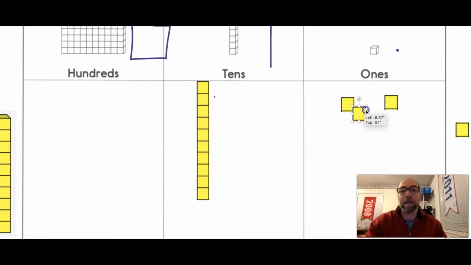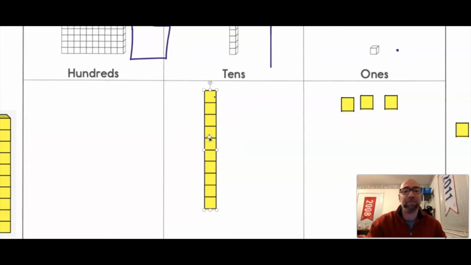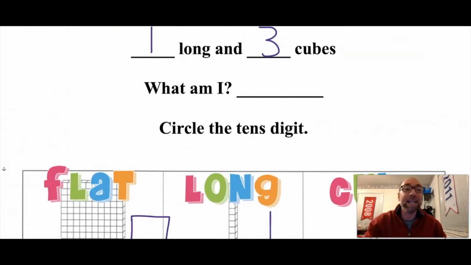And there's mine. Now, the riddle is, how much do you have? So let's think. We have 10, 11, 12. Did you get 13? So our answer is the number 13.